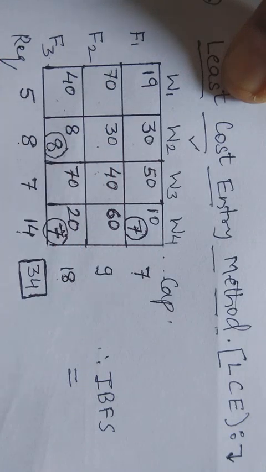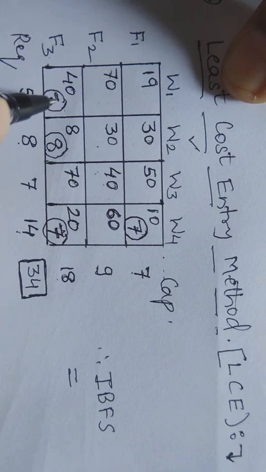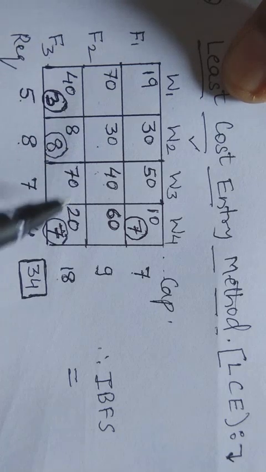We take this 40 here. F3, W1. W1's requirement is 5. F3 has how much remaining? 3. So W1 takes only 3 from F3. Go to the next minimum.